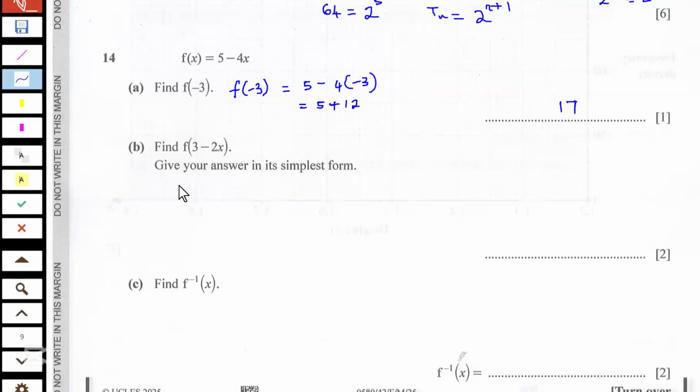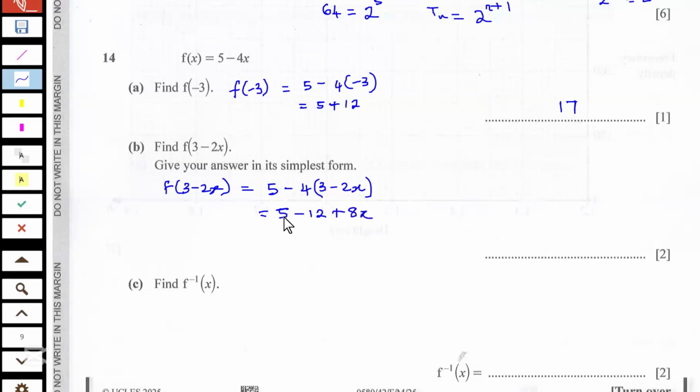Now, question B. Find f of 3 minus 2x. Give your answer in simplest form. We're still going to substitute this into the function. So we have f of 3 minus 2x equal to now 5 minus 4 times 3 minus 2x. So to simplify this, we have to expand the bracket. Now we're going to have 5, negative 4 times 3 gives us negative 12. And negative 4 times negative 2x will be plus 8x.